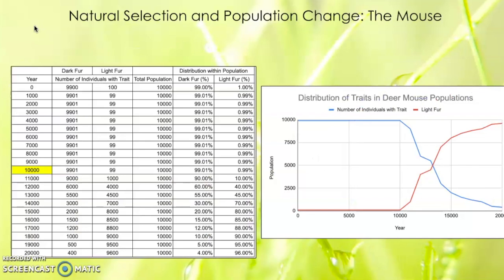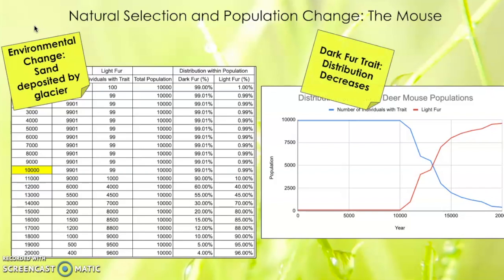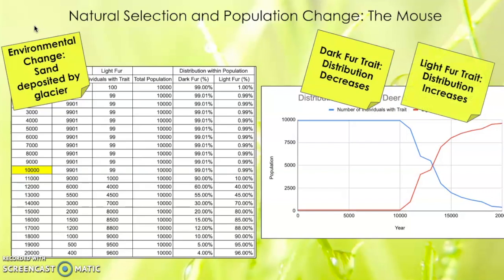In the case of the deer mouse, we see a very, very clear model of this happening over a relatively short period of time of about 8 to 10,000 years. As we discussed, an environmental change took place when those glaciers melted and deposited sand over the previously dark forest beds. This made the previously dark fur trait now less appropriate for the environment, making the dark mice less adapted to their environment and the light mice better adapted to their environment.